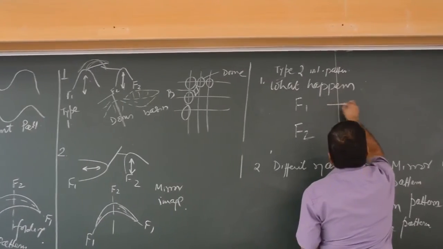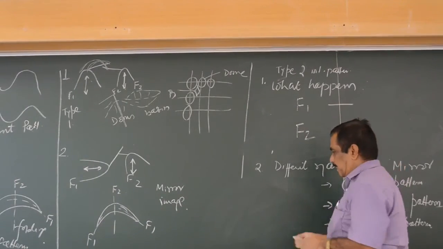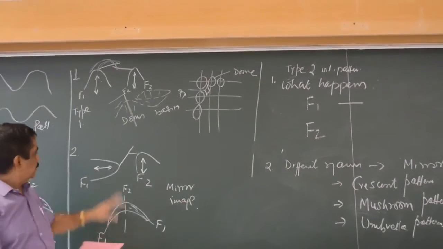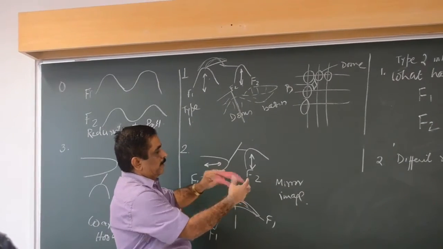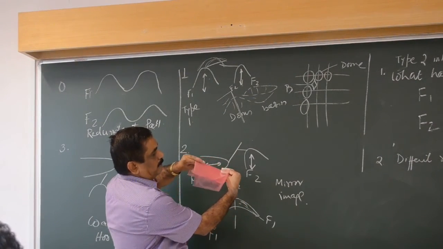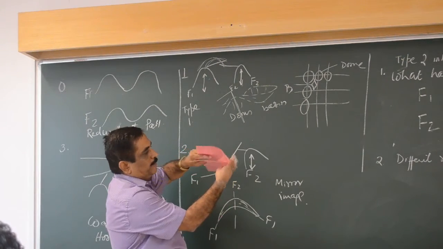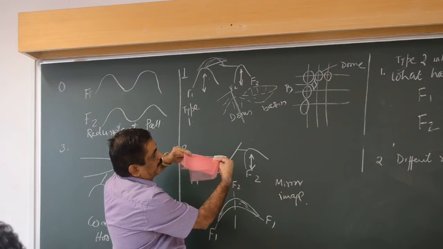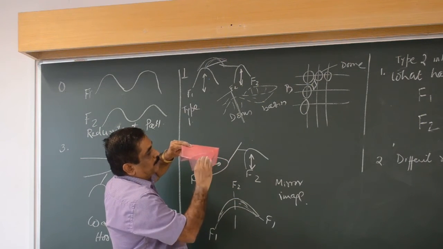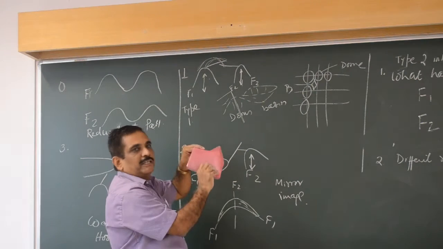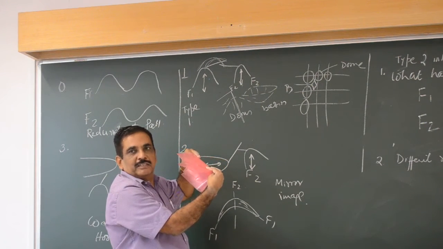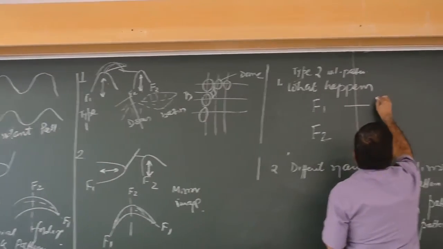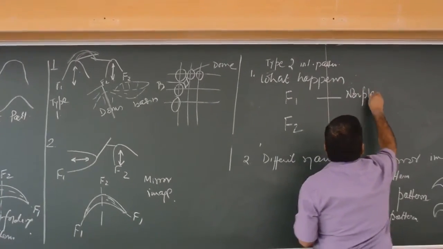What happens to the axial plane? F1 axial plane is folded, na? You see? So this was originally like this, and now you put F2 this way. This is what has happened. So F1 axial plane was like this, axis was like this. Now you put a second fold over it. So what happens to F1 axial plane? It is now folded. Axis is also folded. So what do you write? F1 non-planar, non-cylindrical.